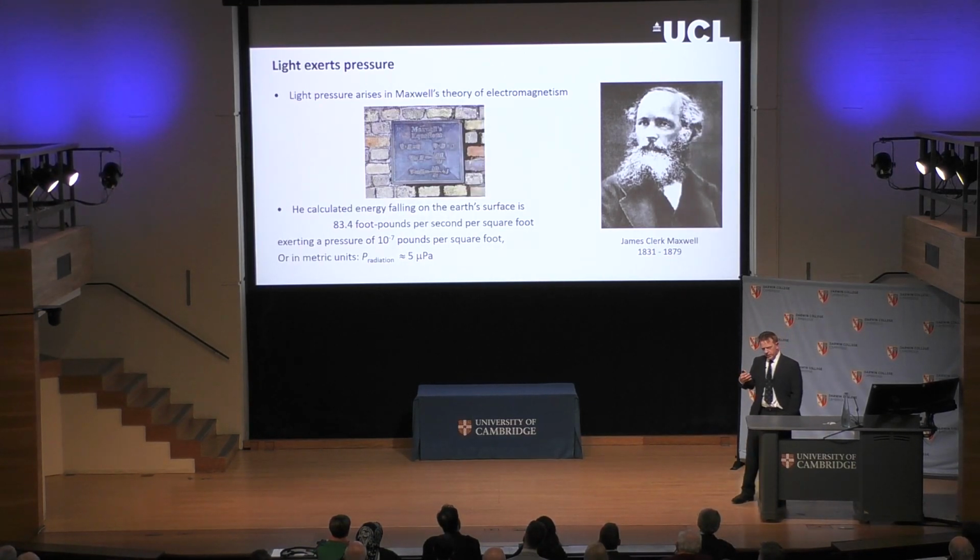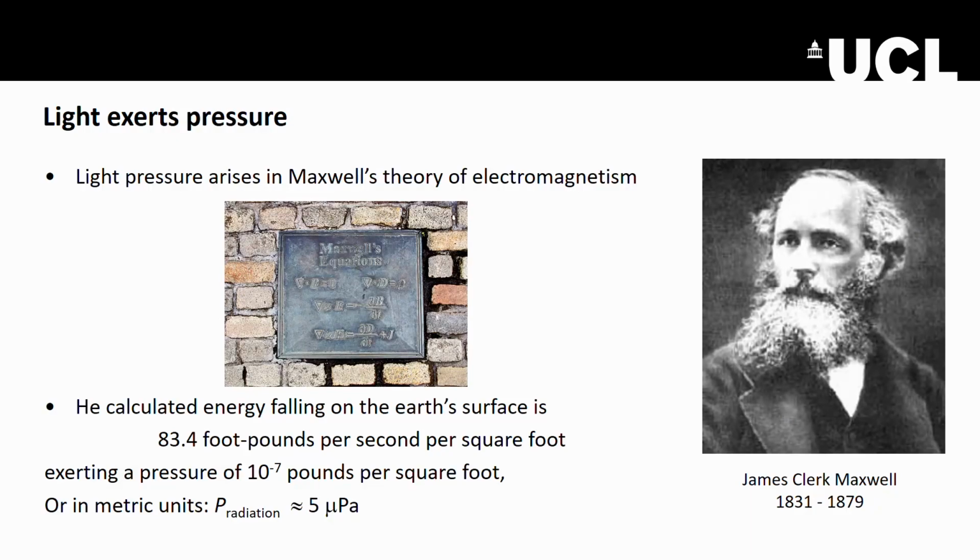And Maxwell observed that pulses of electromagnetic radiation traveled at the same speed as light, and therefore he deduced that light was indeed electromagnetic radiation, carrying energy, and carrying energy in a wave must therefore exert some pressure. And he calculated that the energy falling on the Earth's surface would be equivalent to, I apologize for imperial units, 83.4 foot-pounds per second per square foot, which exerts a pressure of 10 to the minus 7 pounds per square foot.